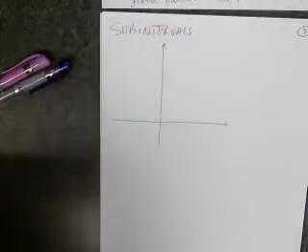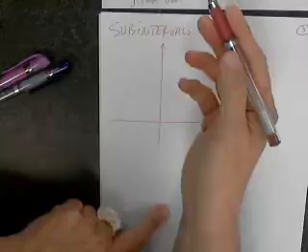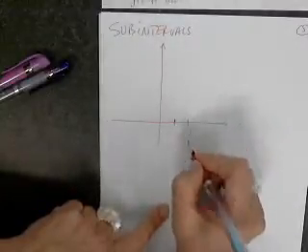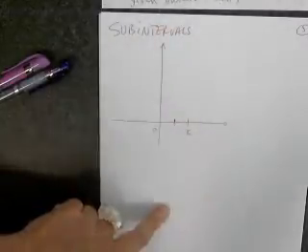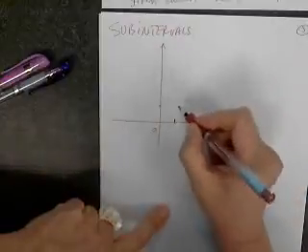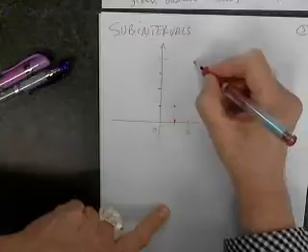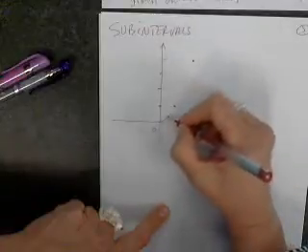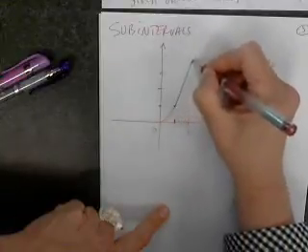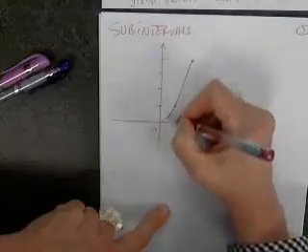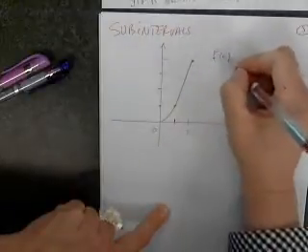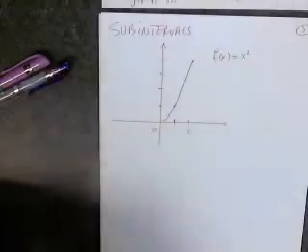Okay, ready? I'm going to graph this function between the interval 0 and 2. I don't care for the rest. So when x is 1, y is 1. When x is 2, y is 4. So here's the graph. That's all we care about. So this is f of x equals x squared on the given interval 0 to 2.